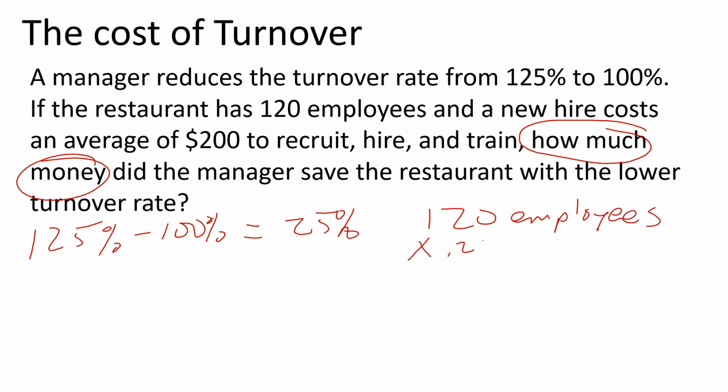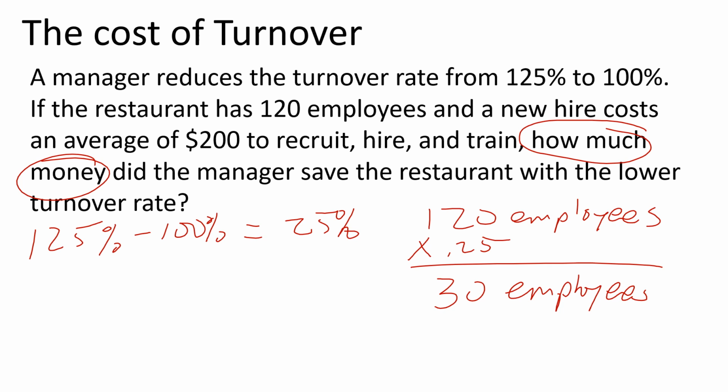times 0.25 gives us 30 employees. Okay, so which means we decreased our turnover rate by 30 employees during this particular period.